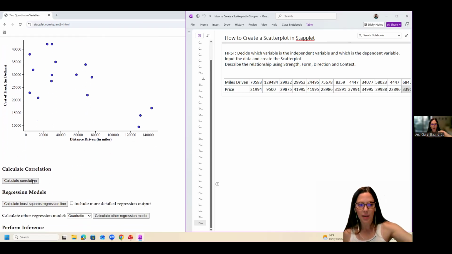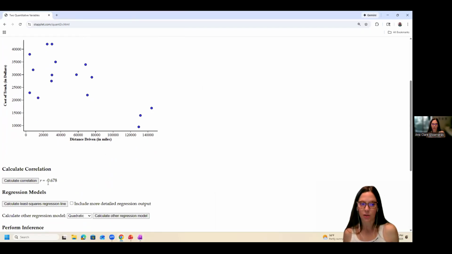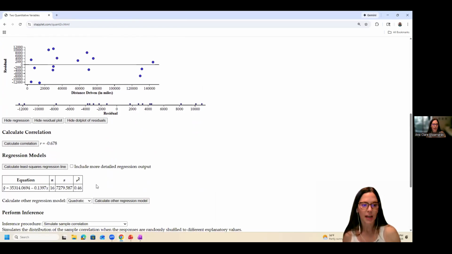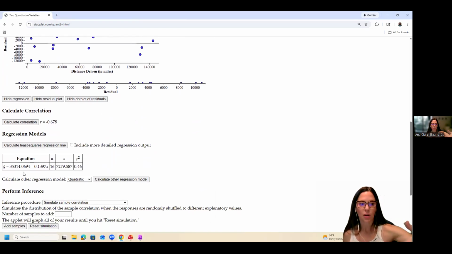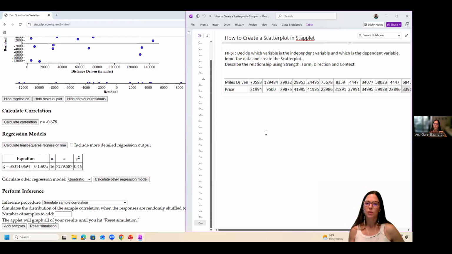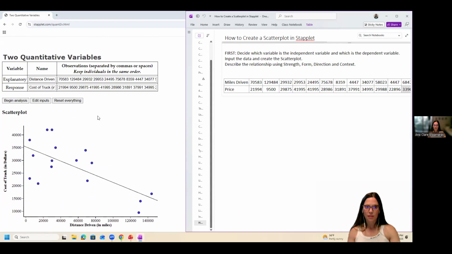Notice in Stapplet, I'm asked, do I want to calculate the correlation coefficient? It calculates it for me. Do I want to calculate the least squares regression line? Absolutely. And then a bunch of other things pop up. This is excellent. And then I get my equation. This is what you saw earlier for the slope, not the same exact equation, but there's all sorts of information that you can get from Stapplet, which is an excellent resource. For now, what we want to be able to do is put in the points, click Begin Analysis, and get the picture. Then we'll do other things with it.